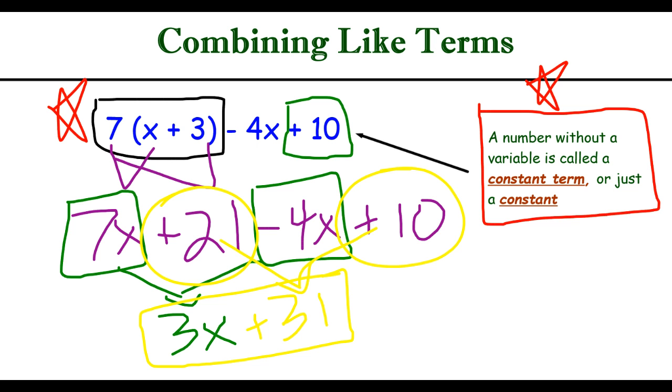Notice we can combine the numbers because they don't have variables. We can combine the x's because they have the same variable parts, but we cannot combine 3x and 31 because they are not like terms. They don't have identical variable parts. They have to stay separate. 31's value is what it is. It's constant. It is always 31. 3x changes depending on what x is.